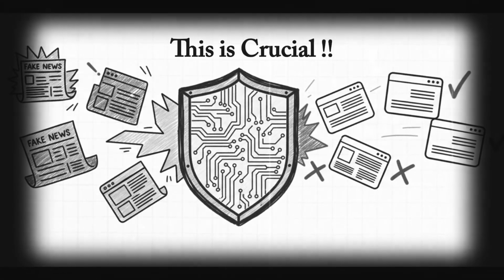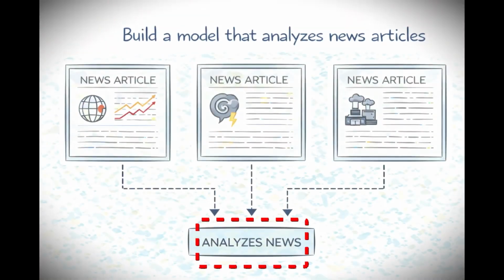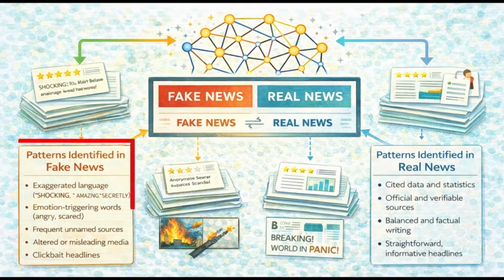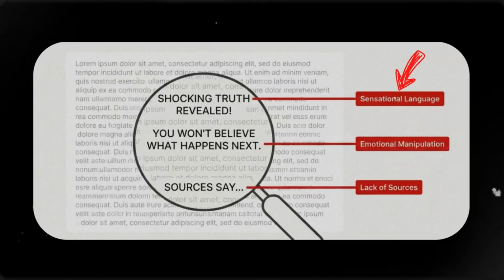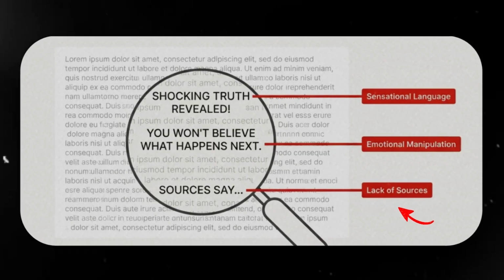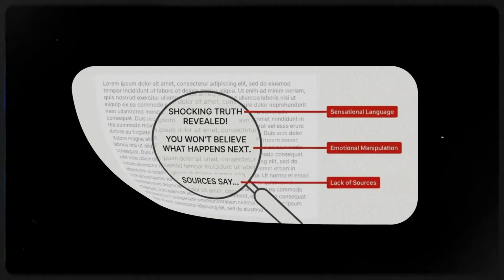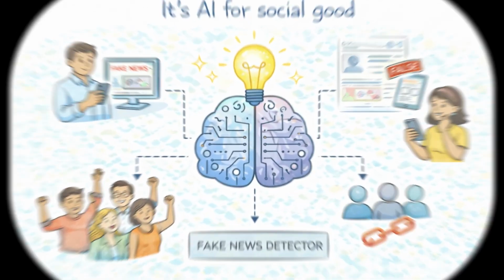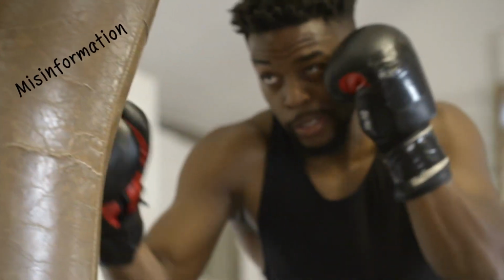Fake news detectors. In today's world, this is crucial. Build a model that analyzes news articles and identifies patterns common in fake news. Sensational language, lack of credible sources, emotional manipulation. It's AI for social good. You're literally combating misinformation.